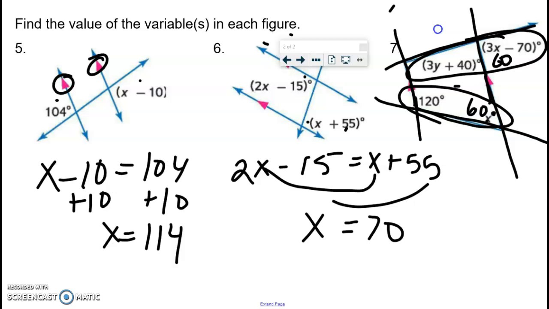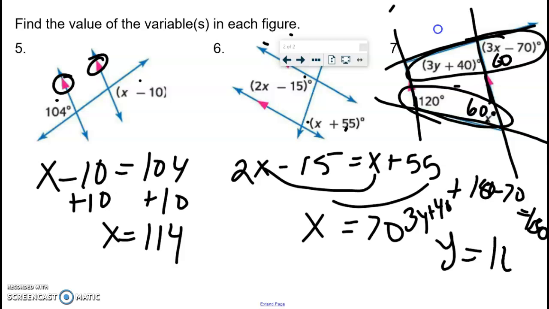So I plug in a 60 here, and that gives me 180 minus 70 plus 3y plus 40 is equal to 180. I do my math, and I get y is equal to 10. I'm going to say that again. 3y plus 40 plus 3x minus 70 is equal to 180. I know that x is 60, so I plug that in, plug in my values, and I get y is equal to 10.